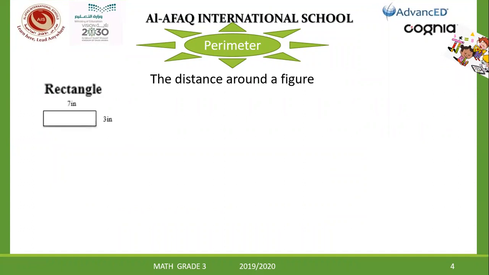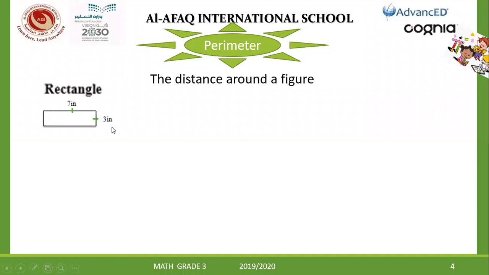As you see in this rectangle, I have the length of two sides. It tells me the length of this side is 7 and the length of this side is 3. But if it asks me to find the perimeter of the rectangle, I have to add all the side lengths. So here I have to think first about the properties of the rectangle.